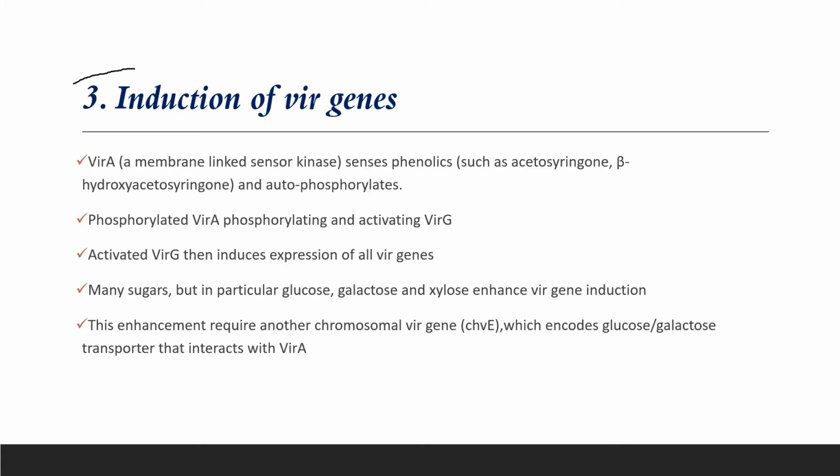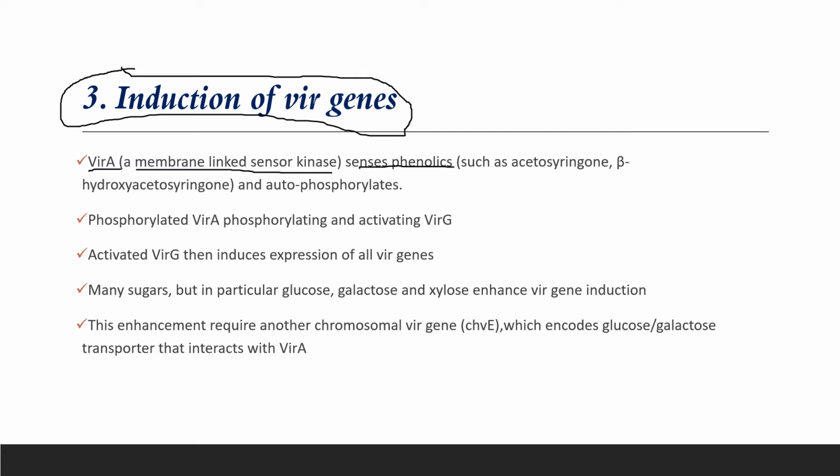Here comes the most important part, the induction of Vir genes. We'll be talking about the Vir genes as well. Talking about the first Vir gene, which is VirA, a membrane-linked sensor kinase which senses phenolics, the signals secreted by the plants, and autophosphorylates. So it all starts with the VirA gene. The VirA gene senses phenolics and thus it autophosphorylates.